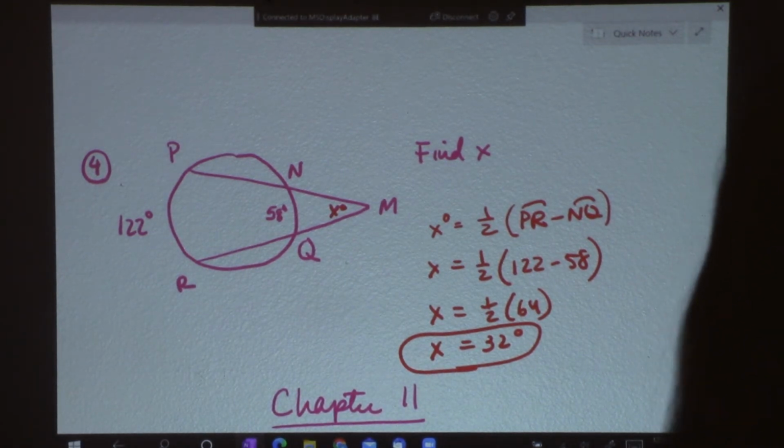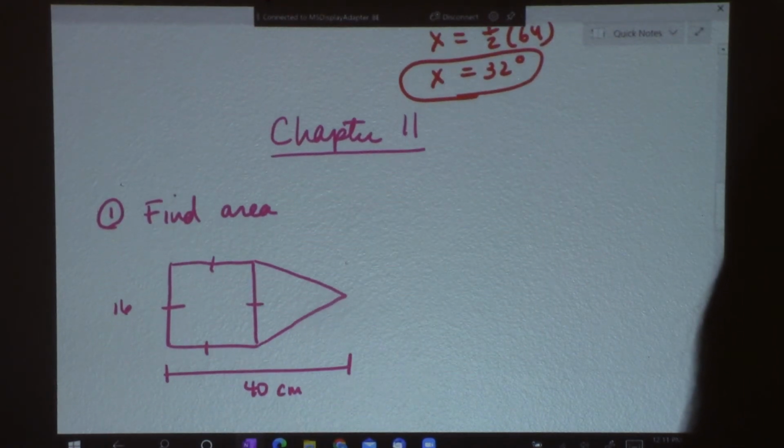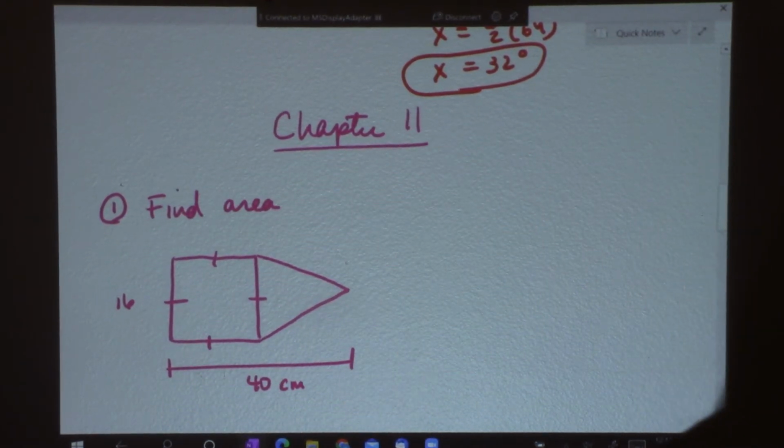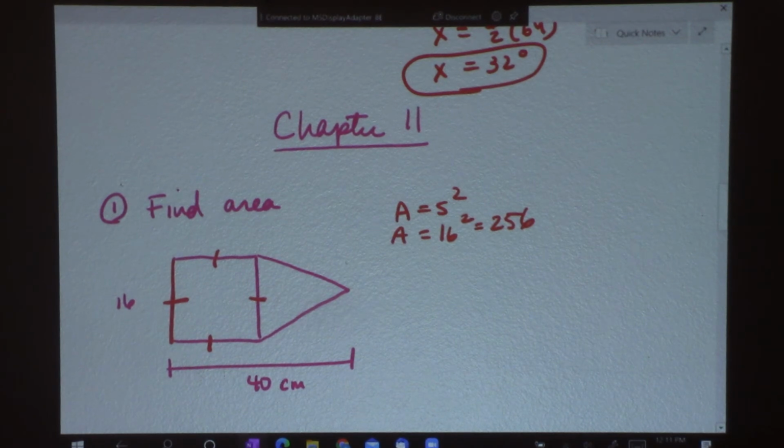All right, so let's move on to Chapter 11. I found a problem. Chapter 11 is mostly about areas of polygons, from the simple ones all the way to the more complex. So I picked this one to show us how to do a compound polygon, which has 2 smaller figures in it, and we get to practice a couple of those. Now, what do I know from the picture? I've got 4 congruent sides, which means it's a square, all right? So the area of the square is going to be S squared. And how long is that? Well, it's 16 squared, which is 256. So that's the area of my square.